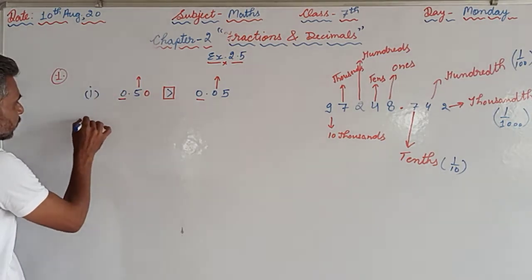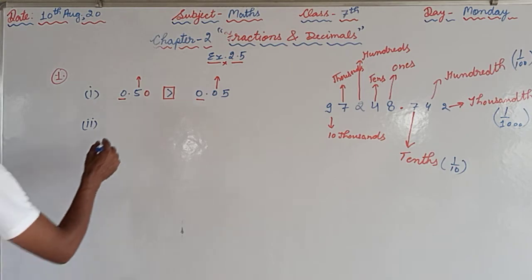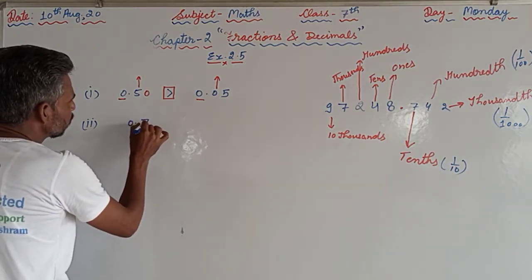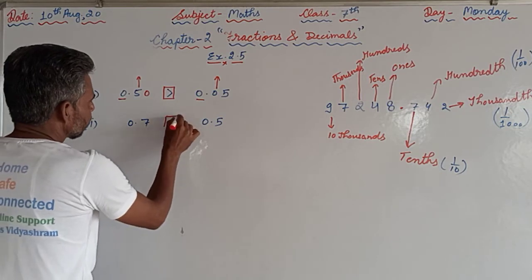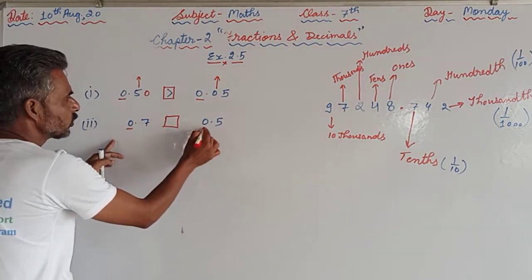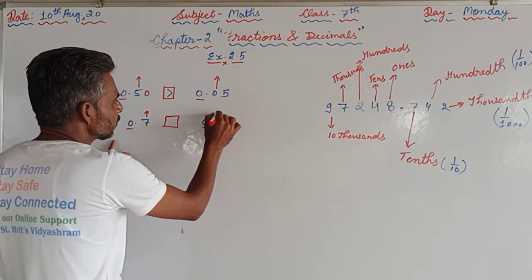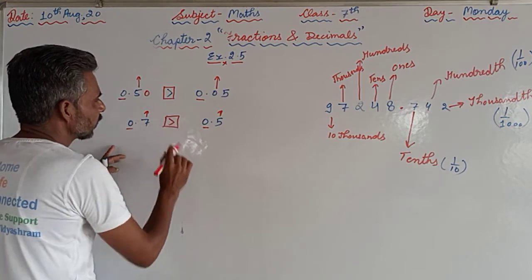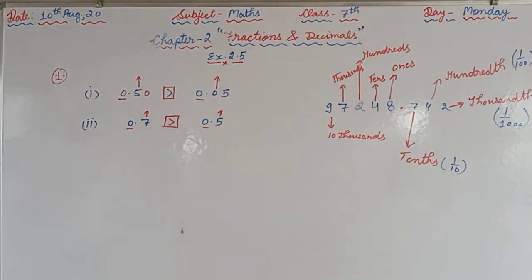At the same time we will discuss the second part. What is the second part? That is a simple one, already given in like form, 0.7 and 0.5. So here we will start from the left hand side, from the ones place, 0 and 0, same. On the tenths place, here it is 7, here it is 5, and 7 is greater than 5, that's why 0.7 is greater than 0.5.